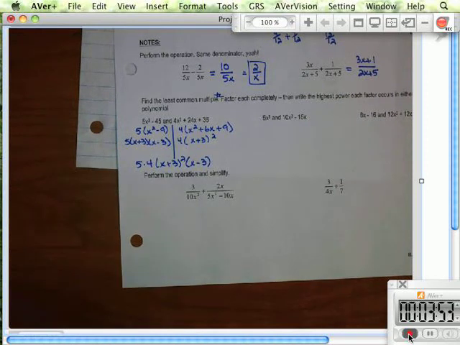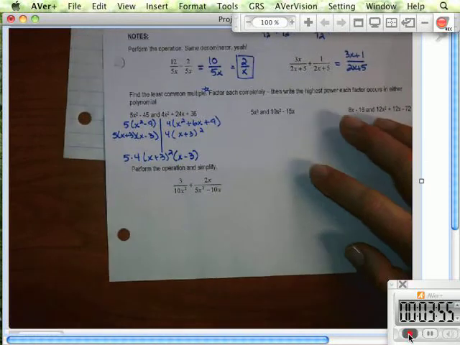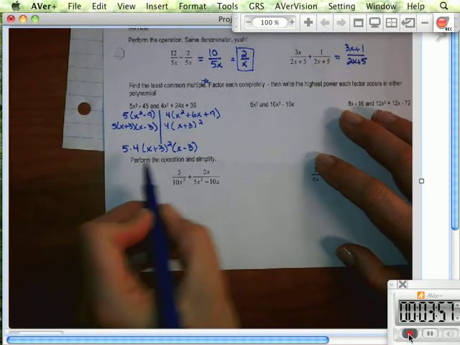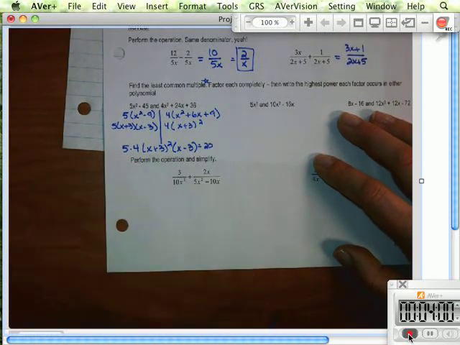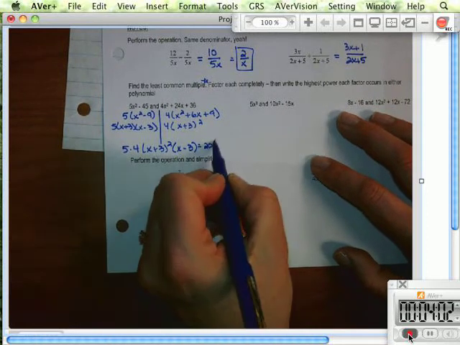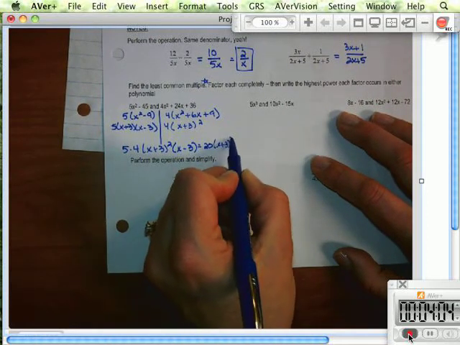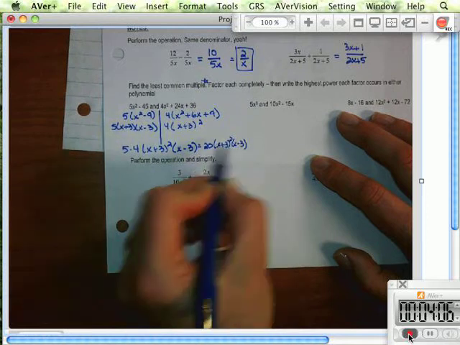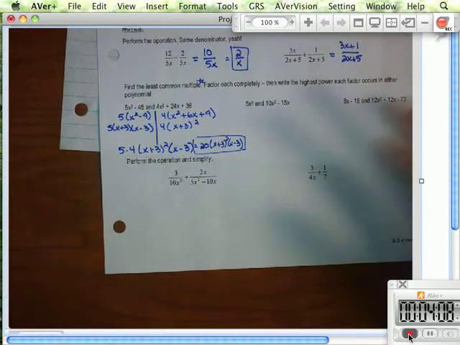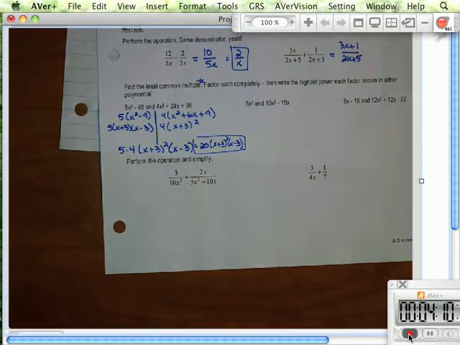So you'd bring the x minus 3 cubed down to x plus 3 squared. Right. Okay. So now I'm just going to make it a little bit prettier. All I can do is multiply through the 20. 5 and 4. That's it. And then x plus 3 squared, x minus 3. That's all I can do. That's the least common multiple.